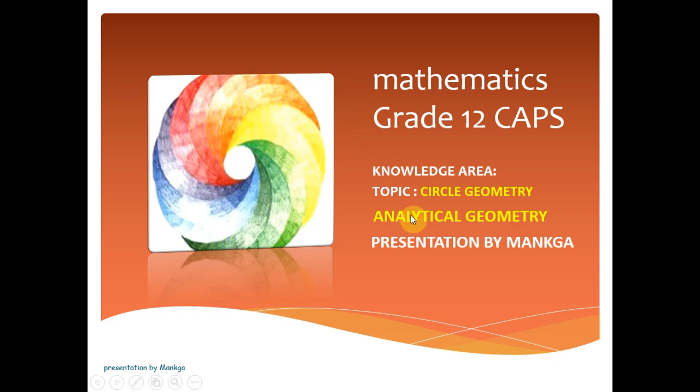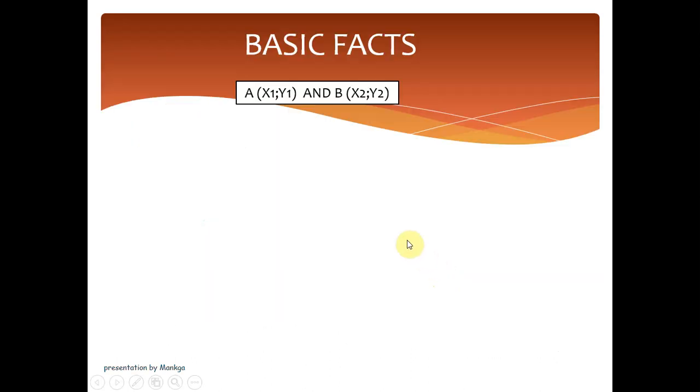Today's topic is analytical geometry. Basic fact: a coordinate is a representation of x and y in the form (x, y). In this form, we have 2 points, A and B.